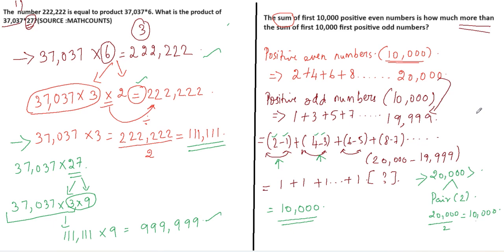Which means that you have 10,000 pairs present. So 1 plus 1 plus 1 plus 1, you are going to add this. So how many ones will be present? 10,000 ones will be present. That's the reason why I write here 10,000. Okay. So this is how we need to approach both the problems.